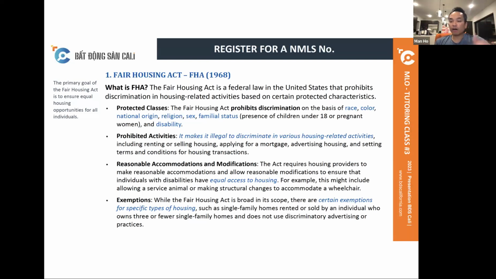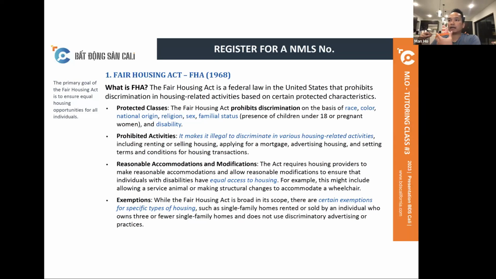You need to understand all the fair housing rules, so that when you get involved with real estate, lending, the mortgage industry and stuff like that, you won't fall for the trap. You won't treat people differently. This act also says that you need to make reasonable accommodation and modification. If they have a service dog, you have to accommodate that.